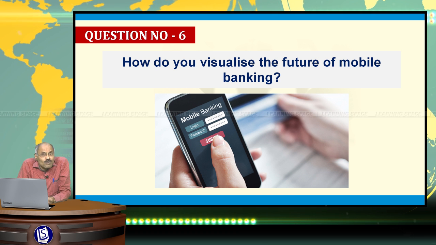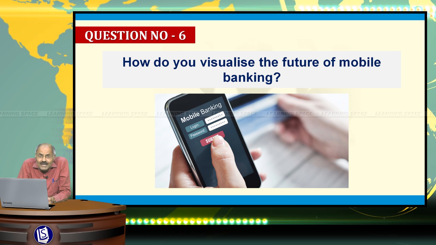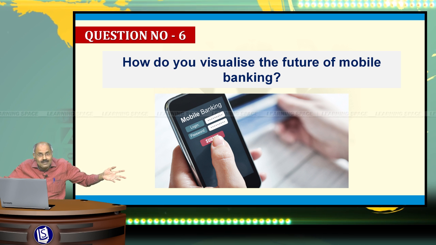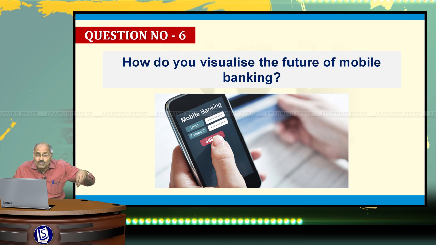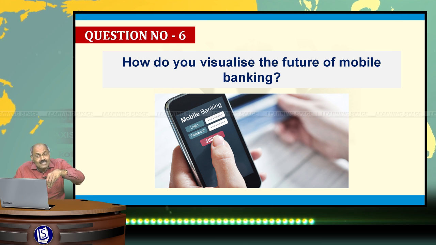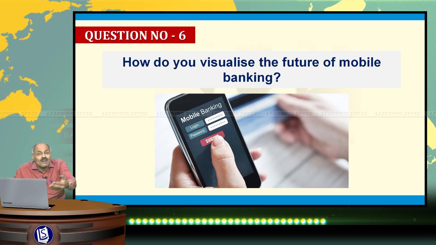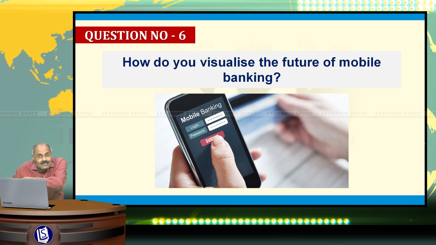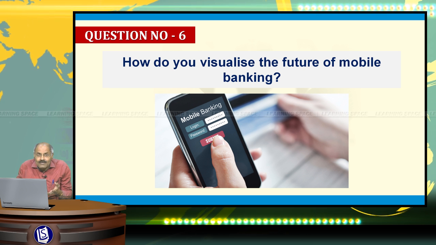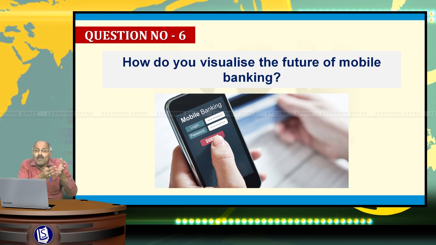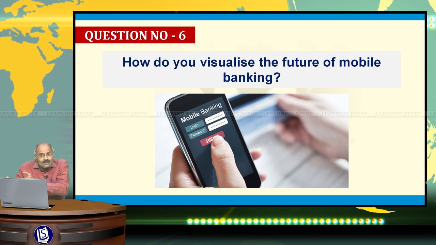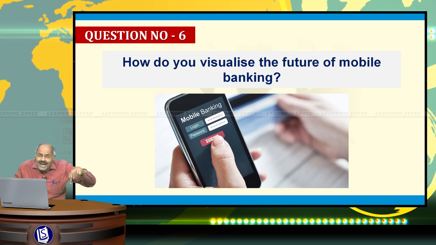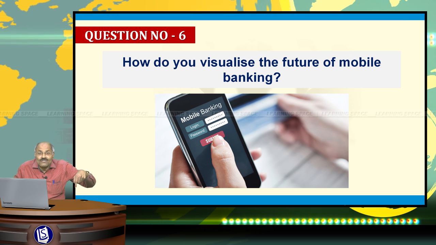How do you visualize the future of mobile banking? Definitely mobile banking will become the norm in future with internet penetration, and at present we have 90 crore mobile phones, and 20 crore Pradhan Mantri Jan Dhan Yojana accounts were opened during the past 1.5 years, and 92 crore Aadhaar numbers were generated, and with the integration of these three, that is the bank account, mobile number, Aadhaar number.